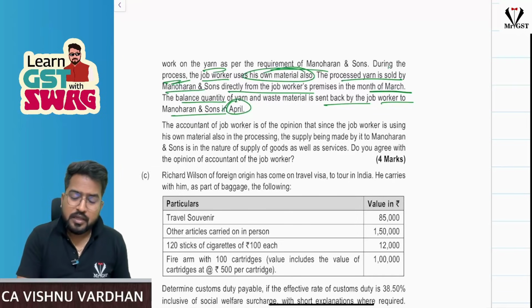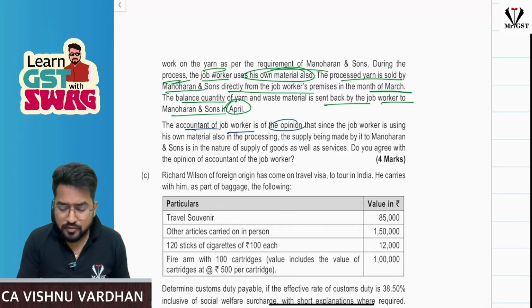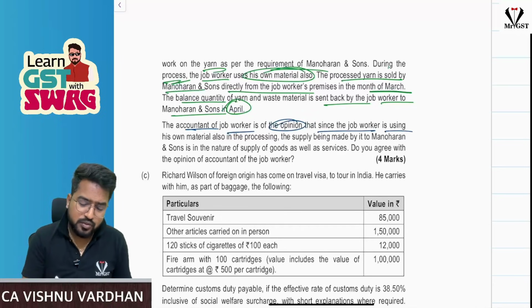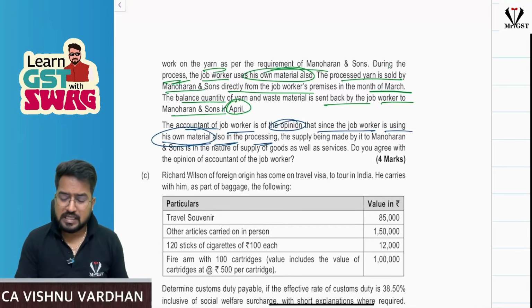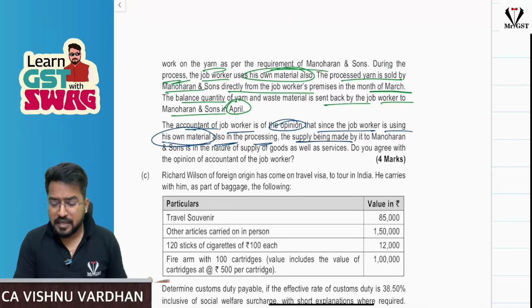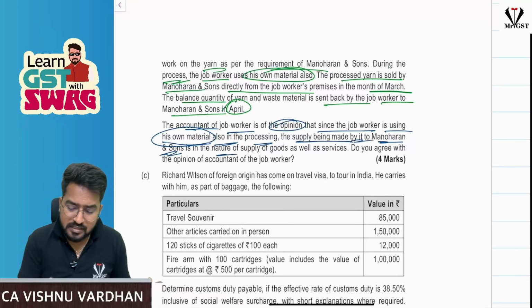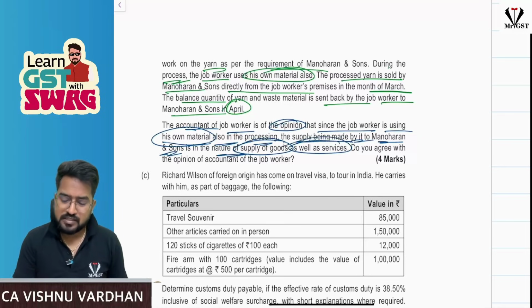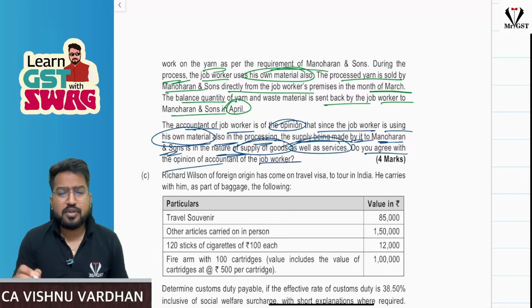The accountant of the job worker is of the opinion that since the job worker is using his own material also in processing, the supply being made by it to Manohar and Sons is in the nature of supply of goods as well as services. Do you agree with the opinion of the accountant? Please go through the theory, answer whatever they have given.